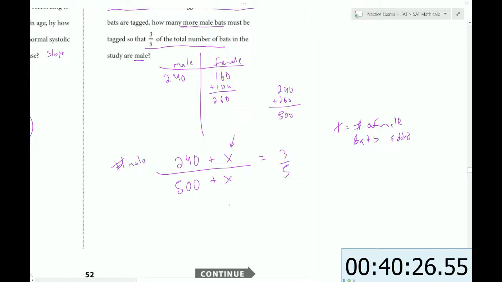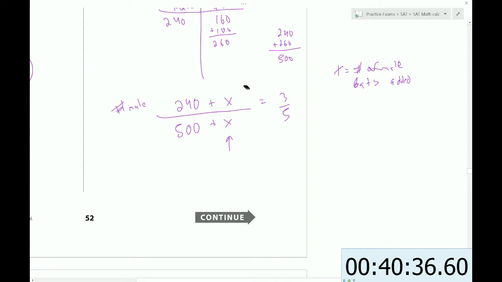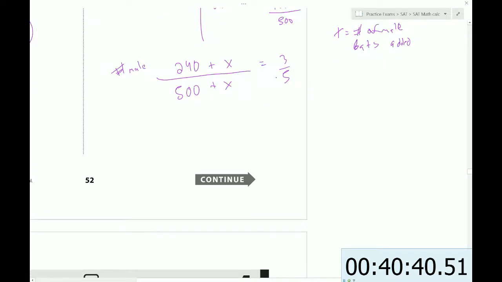But we also have to add X to our denominator, which is currently 500. When we add, let's say, 10 more male bats, it's going to be 510, right? And then after having added that, we set it equal to 3/5. So then we just have to solve this for X. We have to cross multiply, remembering that these binomials have parentheses around them. So we get 5 times the quantity 240 plus X equals 3 times the quantity 500 plus X.